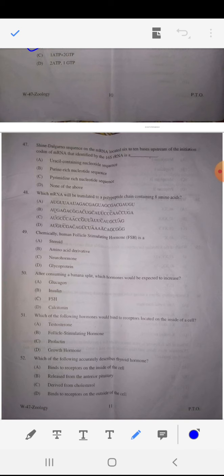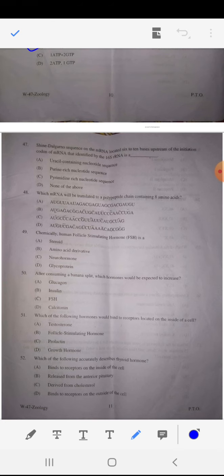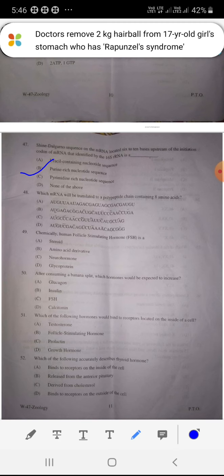Then question number 47. The Shine-Dalgarno sequence on the mRNA, located 6 to 10 bases upstream of the initiation codon of mRNA, that is identified by the 16S rRNA, is a dash. Actually, the Shine-Dalgarno sequence is rich in purine nucleotides. It is rich in adenine and guanine, and adenine and guanine are the purines. So the correct answer is option B, that is a purine-rich nucleotide sequence. And this is the site where the ribosome binds.